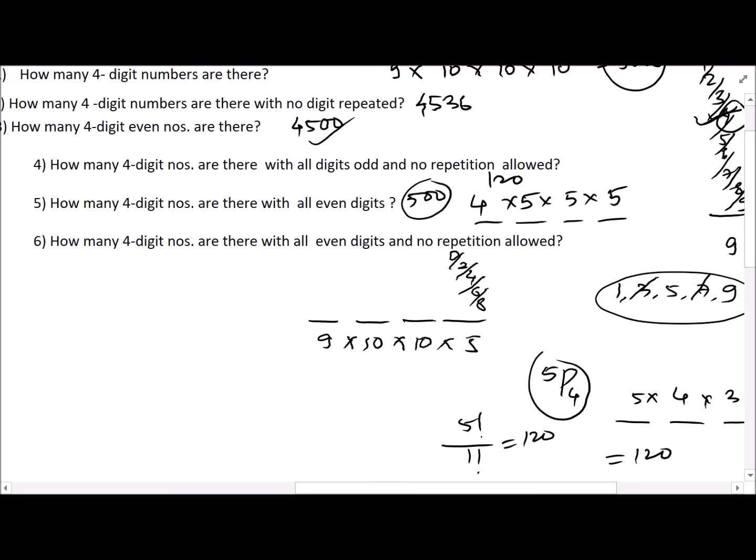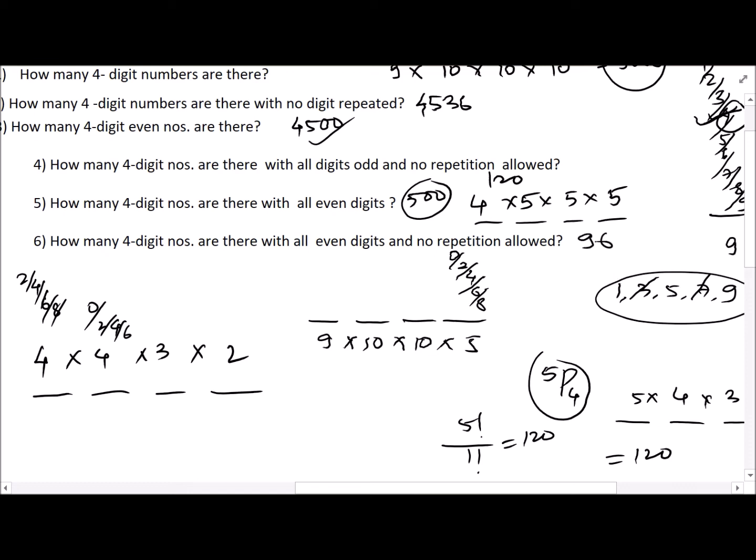The last question: how many 4-digit numbers are there with all even digits and no repetition allowed? Okay. So at the first place there are 4 options: 2 or 4 or 6 or 8. Say 8 is gone, then 2 or 4 or 6, but 0 is also allowed. So again 4 options. Now 3 and then 2. Okay. So 96 is the correct answer.